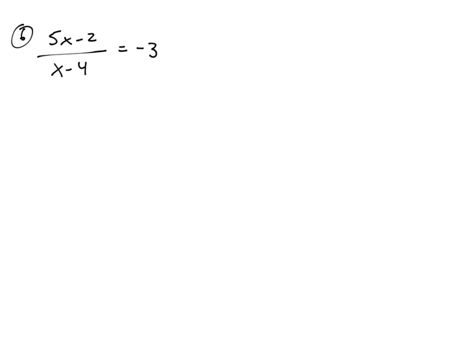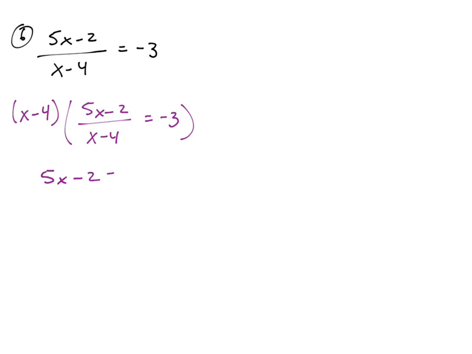Question 6, we've got (5x minus 2) over (x minus 4) equals negative 3. Once again, we're dealing with another situation where there's only one denominator, so this is actually pretty easy. We're going to multiply both sides by x minus 4. So this is our least common denominator. So when we multiply here, this just cancels. So we've got 5x minus 2 equals, and then negative 3 times (x minus 4).